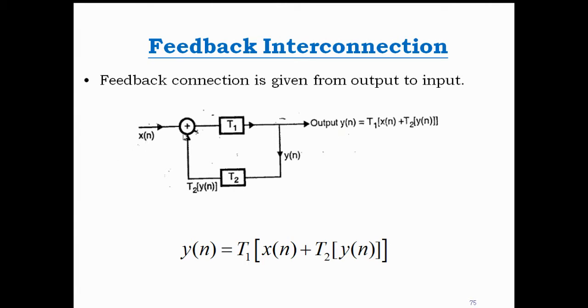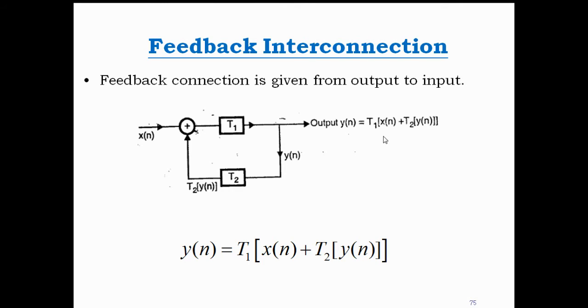x of n is one particular signal, where T1 is one type of system. This x of n is given to T1, and the output is considered as y of n. But that output is given again as feedback through another system called T2. The combination of T2 with the output y of n as an input is given to an adder.